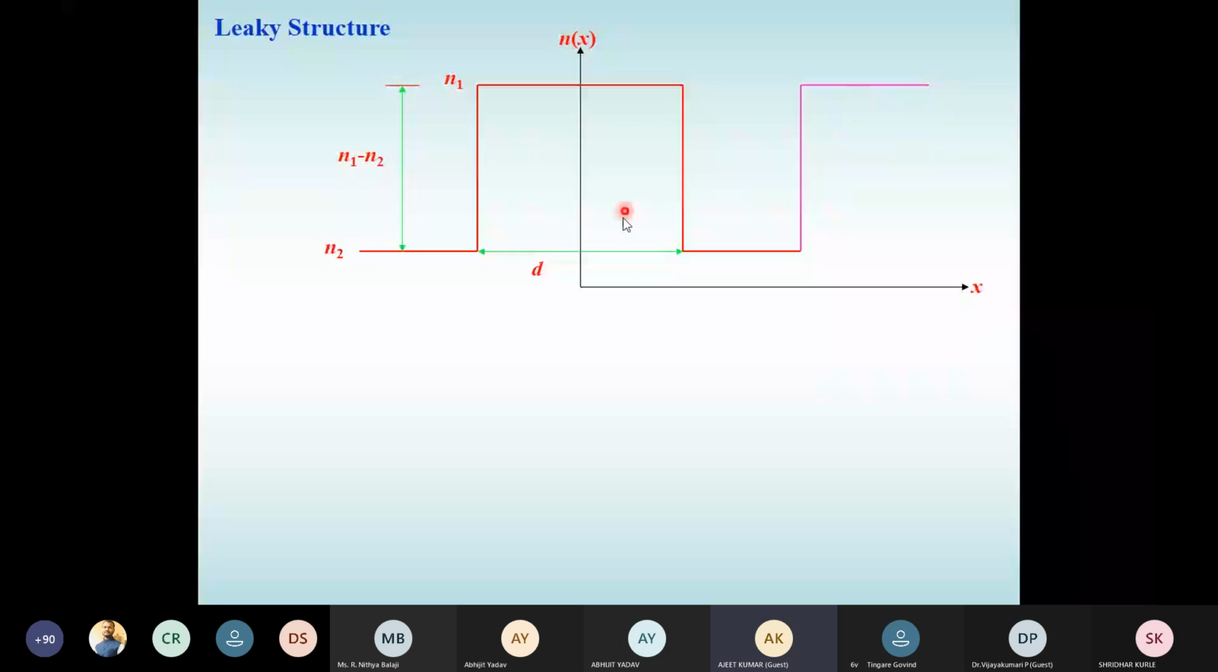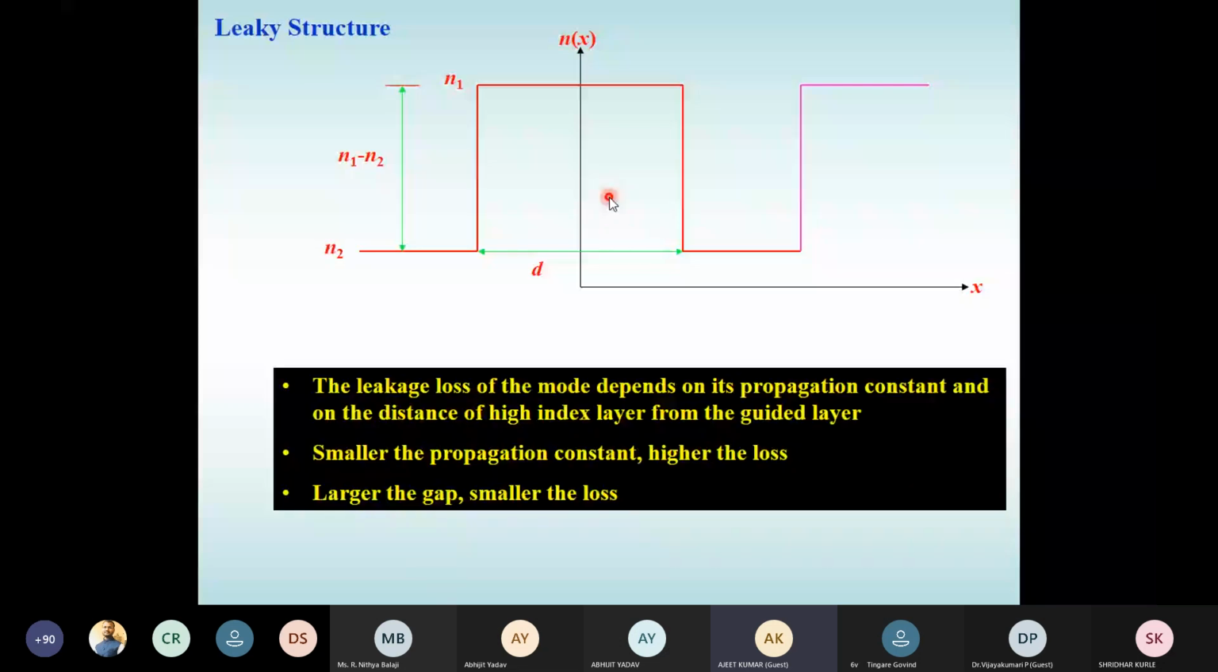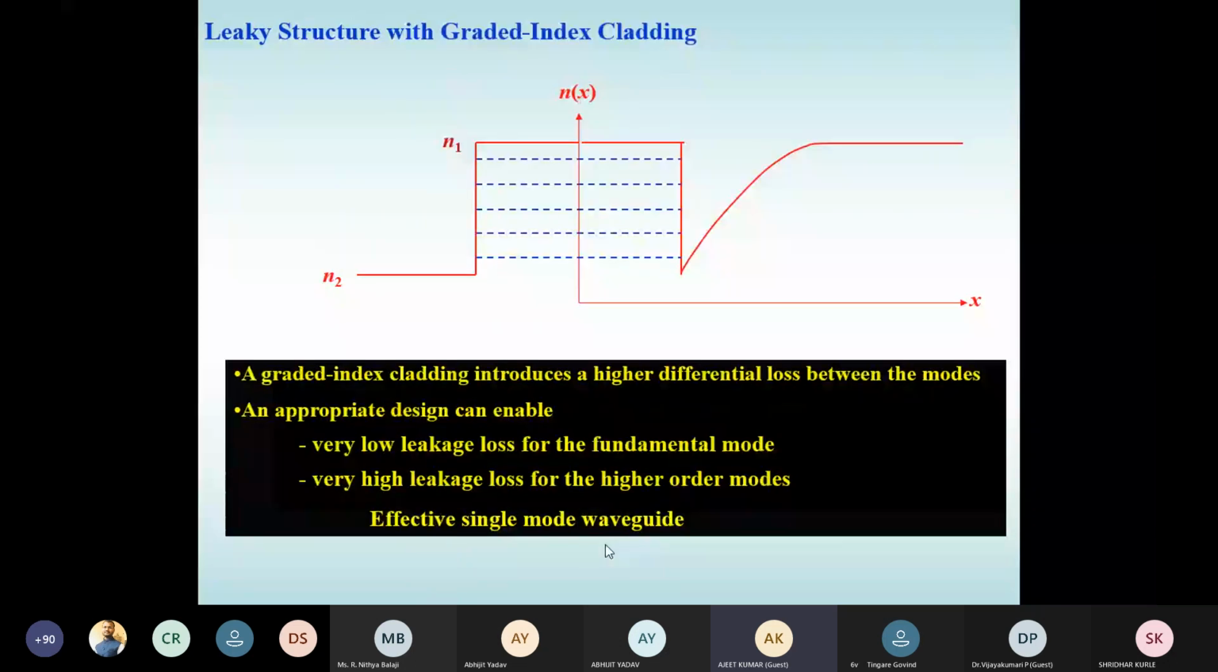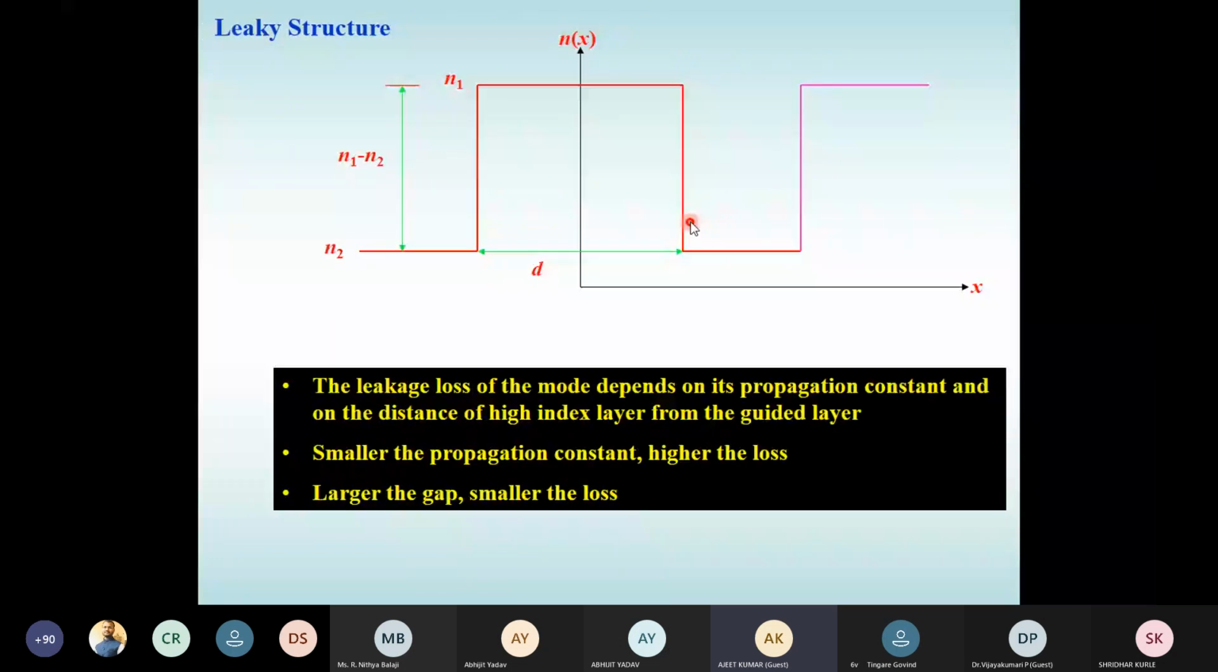The leakage loss of a mode is going to depend on the propagation constant and the distance of the high index region. That means it depends on the propagation constant in the high index medium, and the important point is that it depends on the distance after which the high index region appears. So the larger the gap, the smaller the loss. A better way is to give this kind of structure instead of the previous one, because in the previous structure all the modes are looking at the high index region at the same distance. So it will be better. What is your aim?